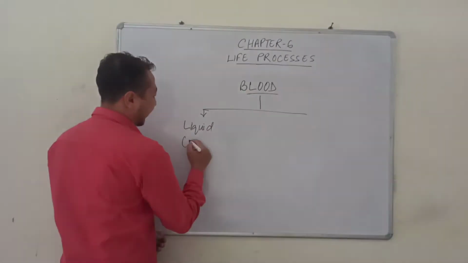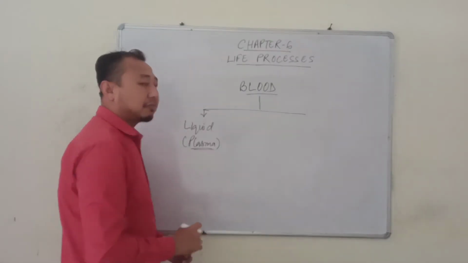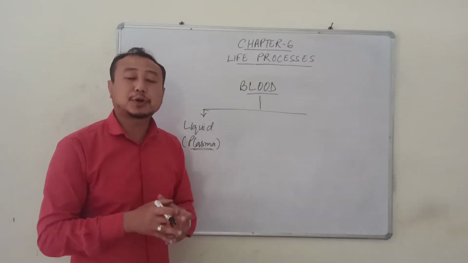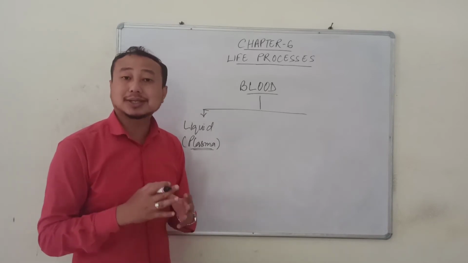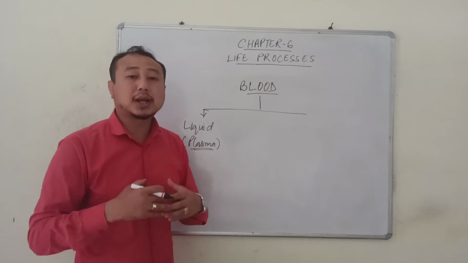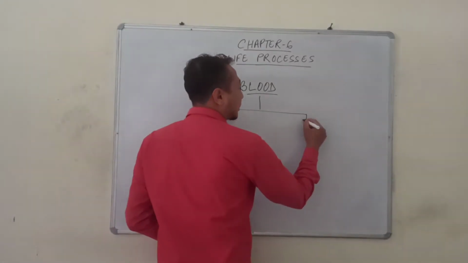The liquid component is known as plasma. The main constituent of this plasma is water, and this creates a medium for the transportation of different materials, including the food materials as well as the waste materials, to circulate in our body. The second component of the blood is the solid component.